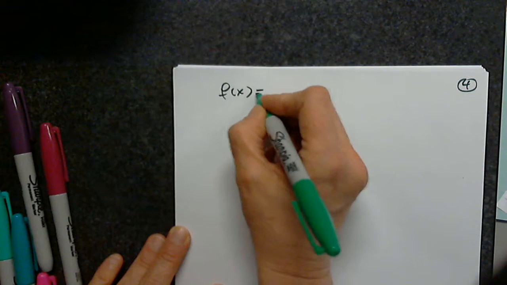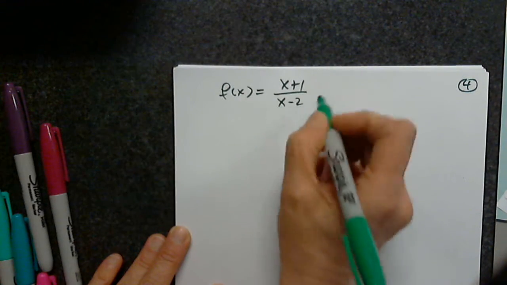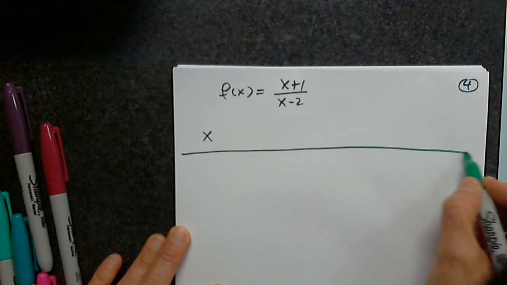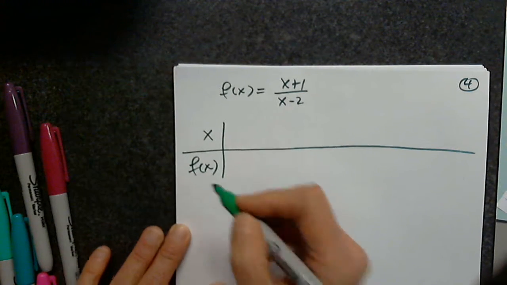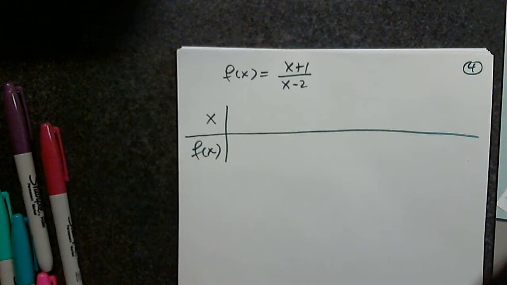So f of x equals x plus 1 over x minus 2. Let's get the chart going. We put all the information there as we did before.